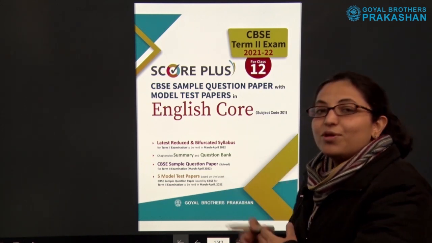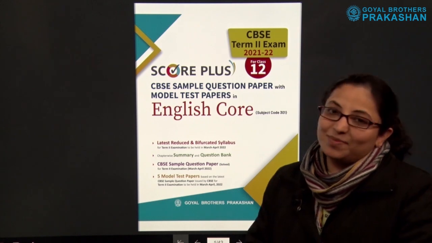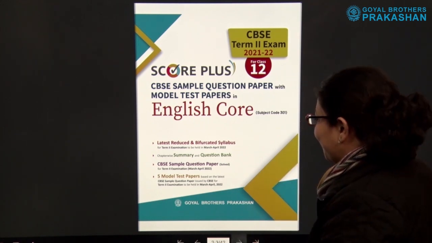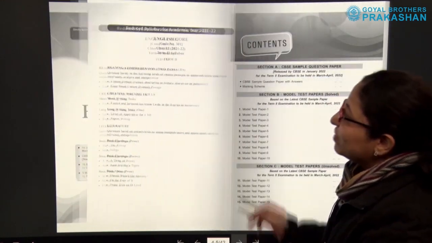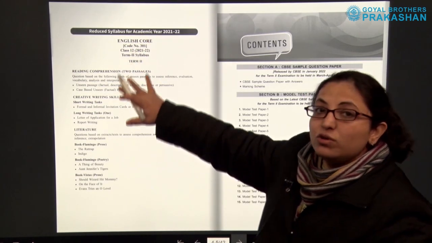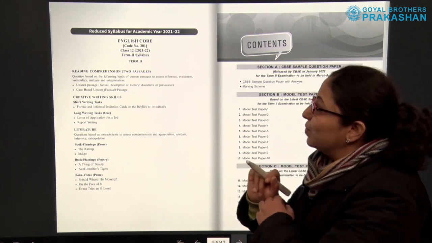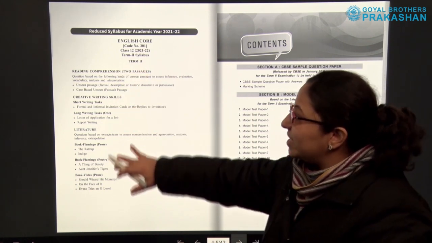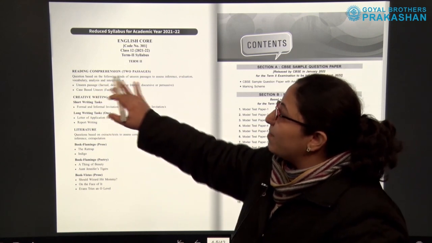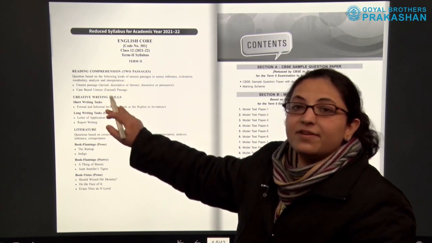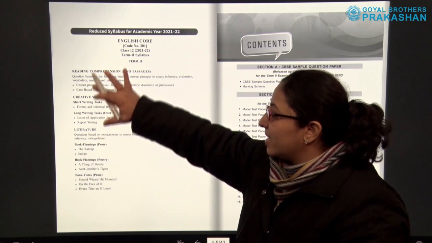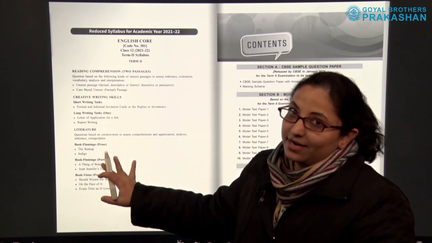Now let me take you through the book and tell you how it has been designed. To start with, we have the reduced syllabus for academic year 2021-22. If you see, the term 2 syllabus is given here. The reading part, reading comprehension, creative writing skills and literature part are all given here in the starting.